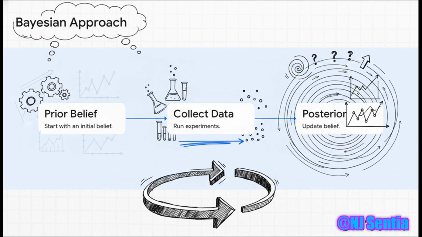It's a really elegant 1-2-3 narrative. First, you start with a prior belief based on past experiments. 2, you collect your shiny new experimental data. And 3, you mathematically update your belief using Bayes' theorem to get your posterior conclusion. It's a dynamic, constantly learning model of reality.